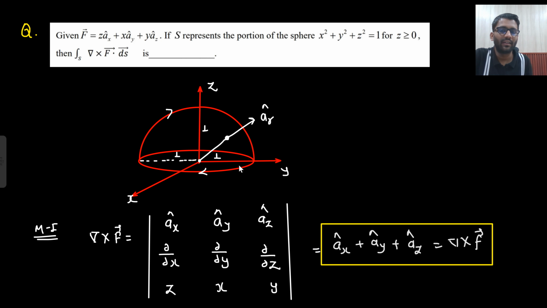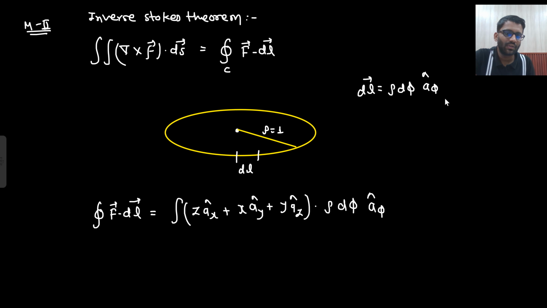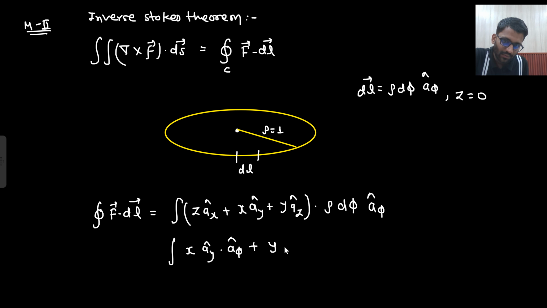So what is the value of z here? Z is going from z equals 0 to 1, but I am only talking about this ring. So on this ring, z is equal to 0. So here z equals 0 I can put. So what I'm going to get is x ay dot a phi cap plus y az dot a phi cap, and outward you have rho d phi. So az dot a phi cap, ay dot a phi cap. Okay.